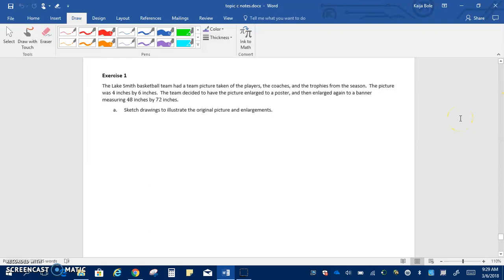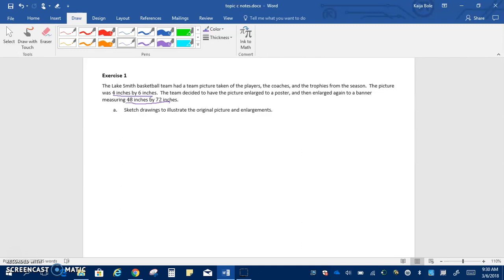in your note packet. Alright, exercise 1 says the Lake Smith basketball team had a team picture taken of the players, the coaches, and the trophies from the season. The picture was 4 inches by 6 inches. The team decided to have the picture enlarged to a poster and then enlarged again to a banner measuring 48 inches by 72 inches.